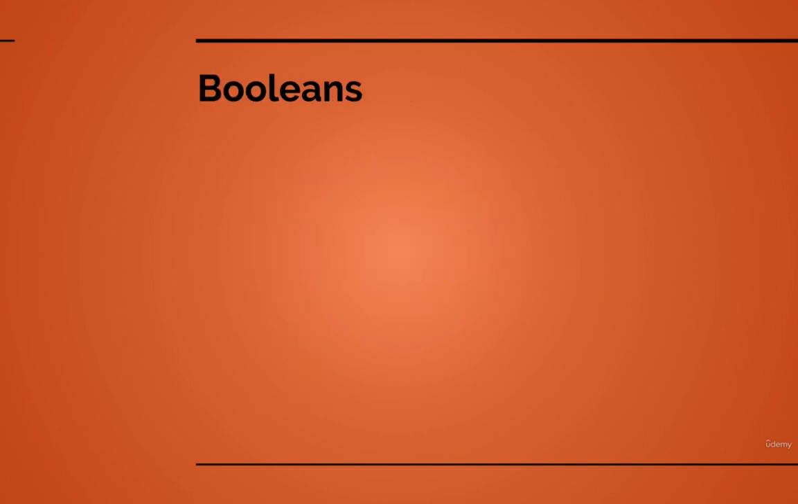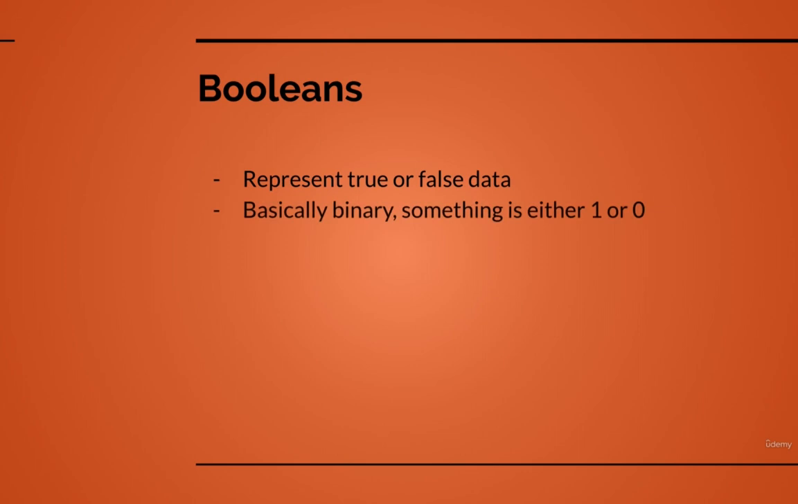Okay, so let's talk about booleans first, because these are by far the easiest and most simple data type. These are just a true or false representation of data, so they can basically take on one of two states. If they're not true, they're false, and if they're not false, then they're true. So it's either one of the two. We can think about this as being binary. A binary state is something that's essentially either a 1 or a 0. It's either one state or it's the other, and it cannot be anything else.